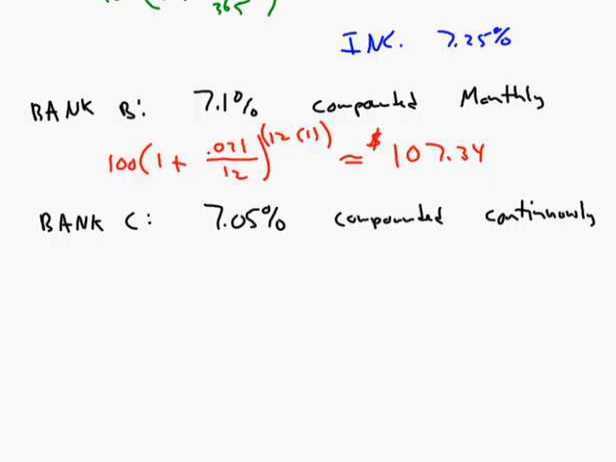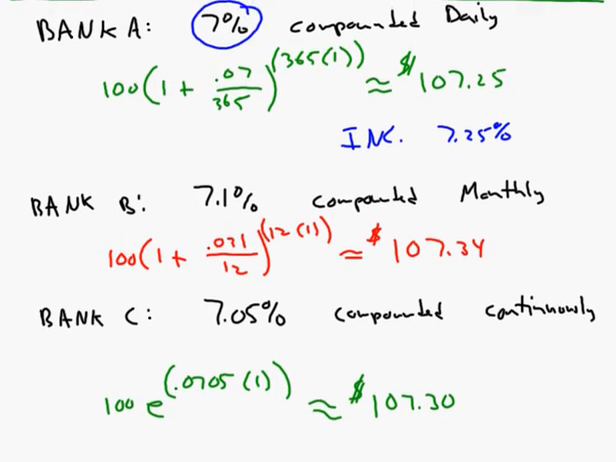All right. So now we're going to compound continuously. So it's going to be $100 times e. Now it's e to the rate, not 1 plus the rate. So it's just going to be 0.0705 times 1. Okay? So find the button on your calculator for e. And we type that in. So it looks like you're getting $107.30. So in this particular case, it looks like Bank B wins.